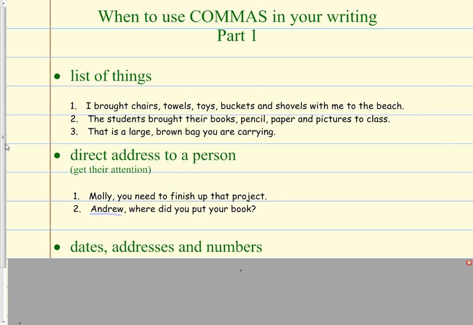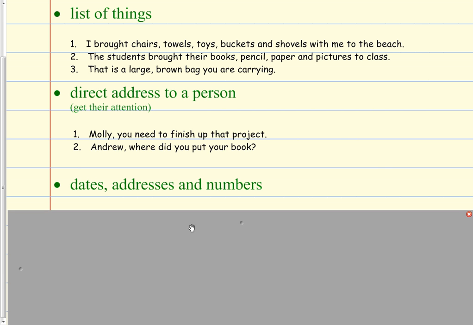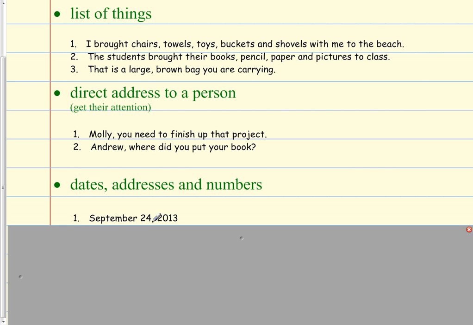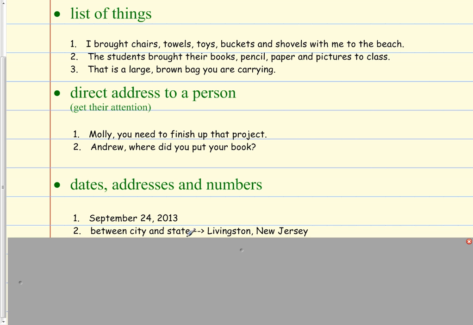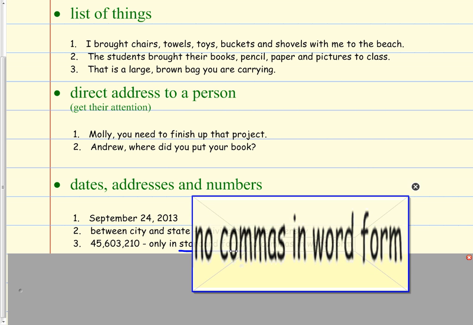This one we should all be familiar with. So in dates, addresses, and when we're writing large numbers, we need to use commas. September 24th, 2013. Between the city and state, we live in Livingston, New Jersey. 45,603,210. Now remember, we only do this in standard form. There are no commas when you are writing in word form. No commas.